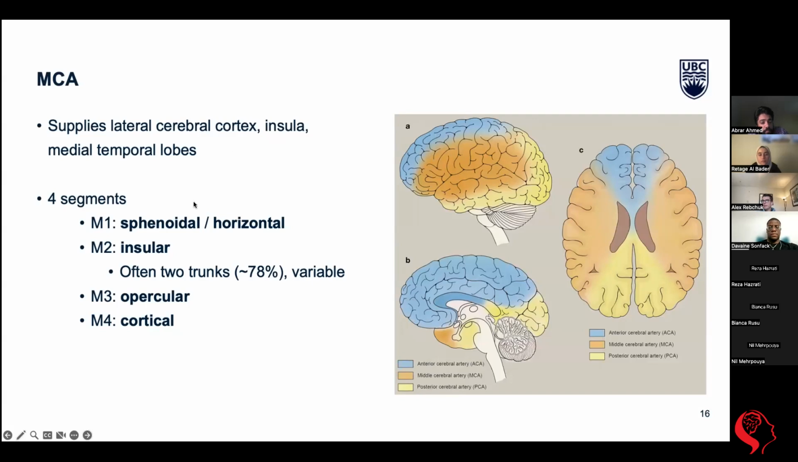I'll chat briefly about the MCA. There are 4 segments, so you may have heard them as M1, M2, M3, and M4. They're all named here. So the M1 being the sphenoidal segment, M2 the insular, M3 the opercular, and M4 the cortical segment. They supply this lateral aspect of the cerebral hemisphere, the frontal, parietal, and temporal region. The big thing to note here is this orange pie, and if you look at CT scans and you see somebody with an MCA stroke, you'll see that will all be darkened or hypodense, pardon me. And that's indicative of an MCA stroke.